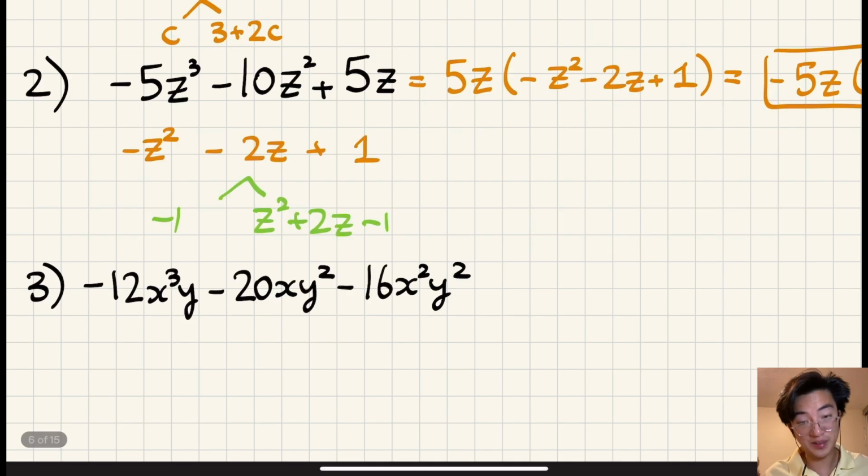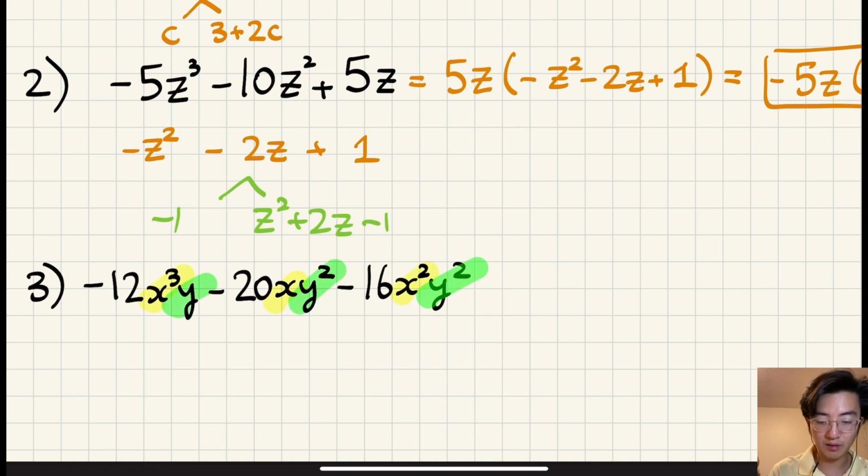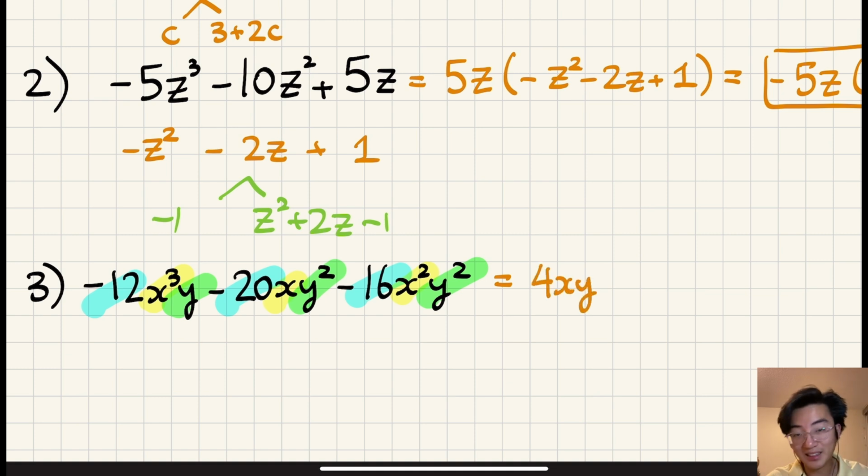Lastly, this one's a little complicated, but we notice that right here we have x squared, x cubed, x and x squared y squared, and y squared. Out of all the terms here, we can take out an x and a y. And not only that, with the numerical numbers, we can also take out a 4, right? All of them are divisible by 4. So all we are saying here is we can factor out a 4xy. Right? So let's check it out.